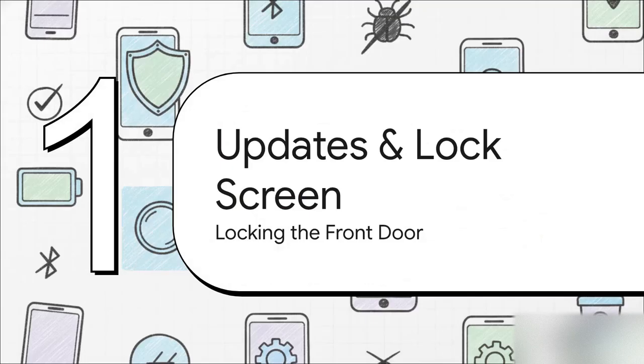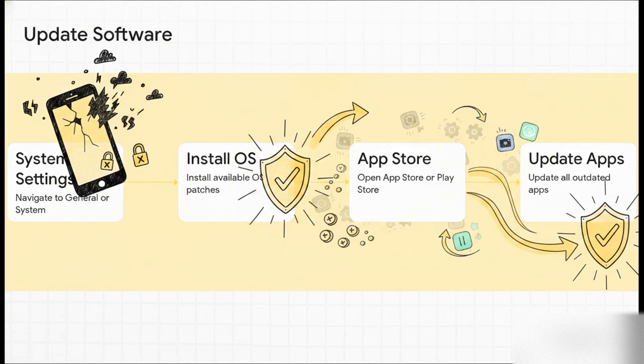Moving right along to check number 2, updates and the lock screen. Basically, locking the front door. Listen, running an outdated operating system is exactly how most phones get compromised. It's usually not some clever phishing scheme or a highly targeted hack. Nope, it's just an unpatched vulnerability that the manufacturer fixed months ago, but the user never bothered to install.